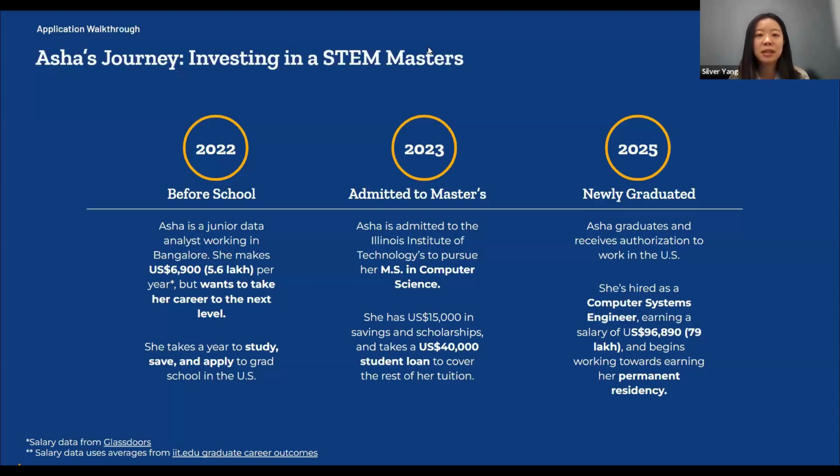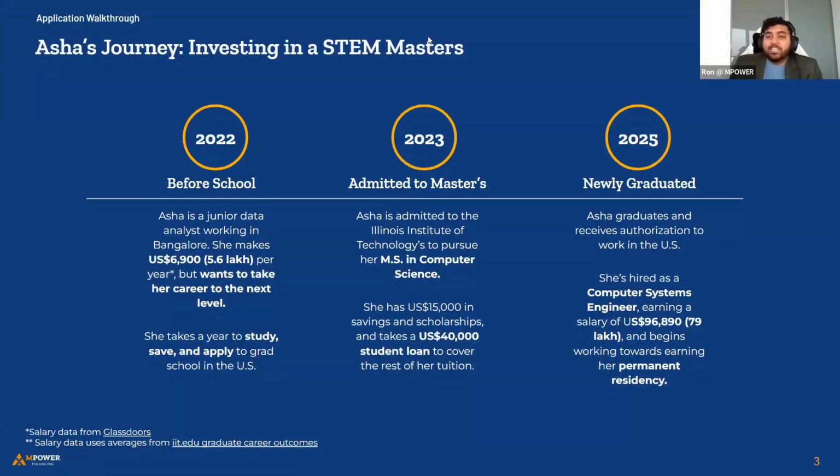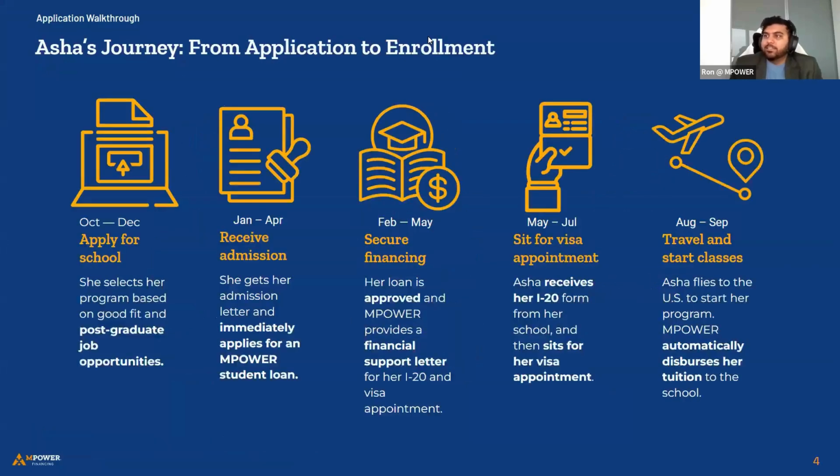So if people want to follow Asha's path, when should they start and what deadlines should they know about? Yeah, so in this current example, I'm going to take you through the next slide as well. So ideally, people like Asha usually start applying for school from October to December. And that's when she applies for school.